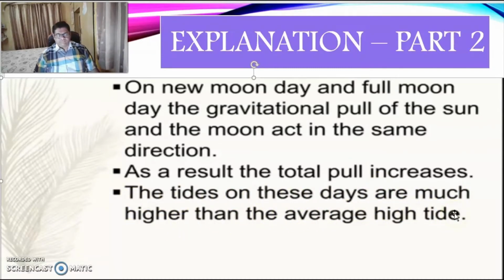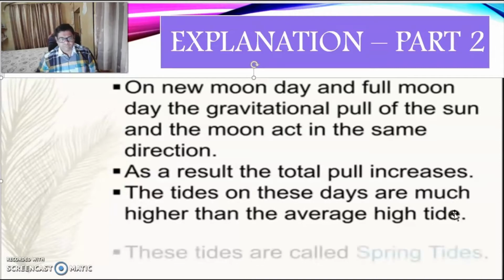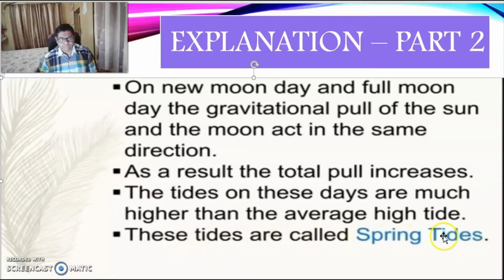Because of the gravitational pull of the moon and the sun, the water is pulled. So it means it comes closer to the coast and it is higher compared to the other average high tides. So on the full moon day and the new moon day, the high tide will be at its highest compared to the other days. Got it, children? On the new moon day and the full moon day, the high tide will be at its highest compared to the other average high tide. Fine. So these tides are called spring tides.